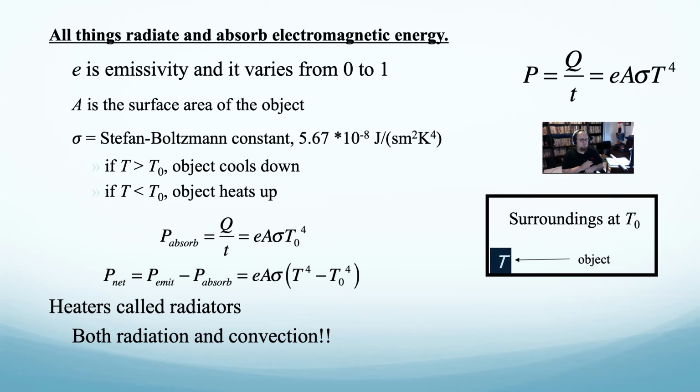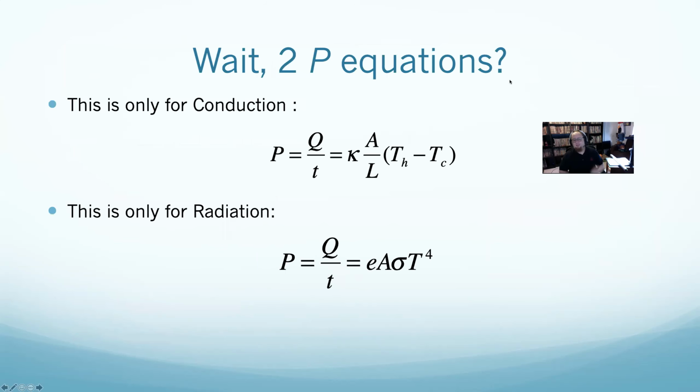Any questions? Okay, so you might have noticed I've given two different equations for power in this chapter. The top one is conduction. The bottom one is radiation. That's all it is. They both are power by heat transfer, just for two different mechanisms of heat transfer.